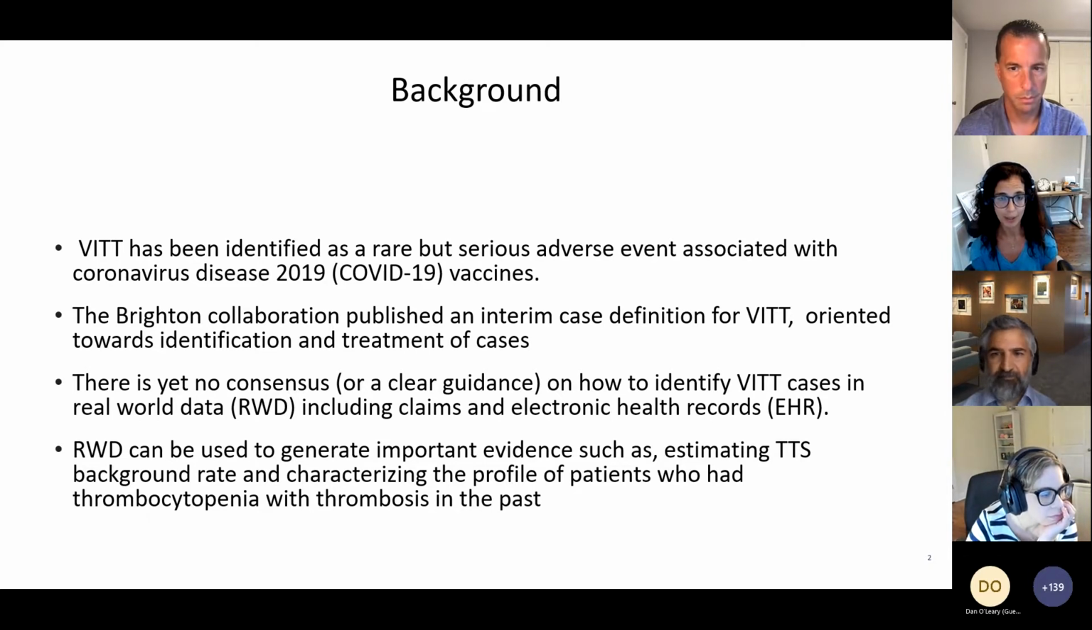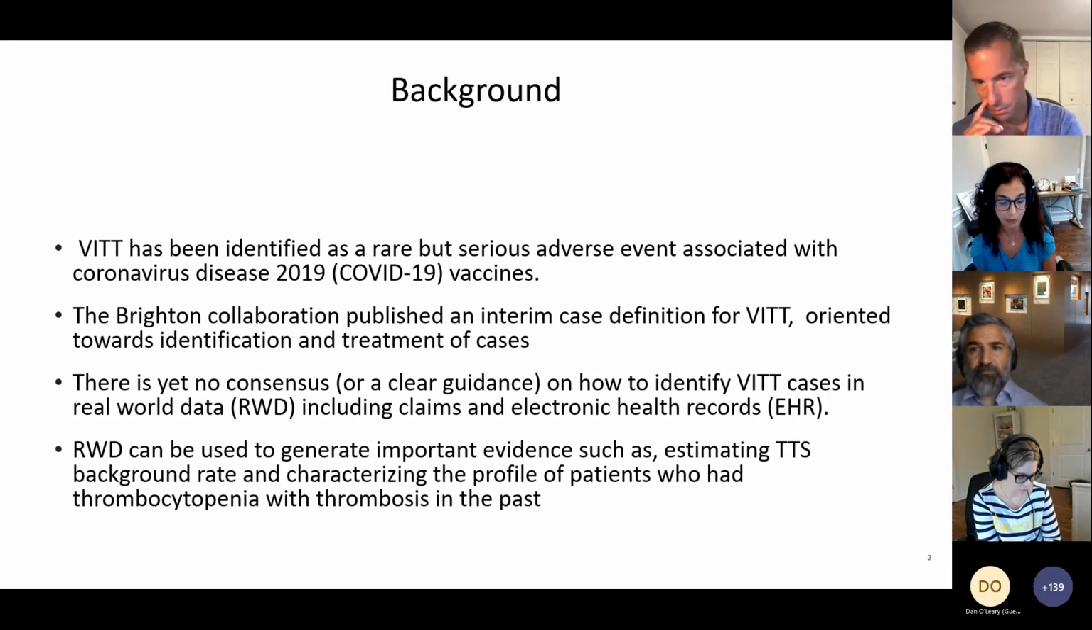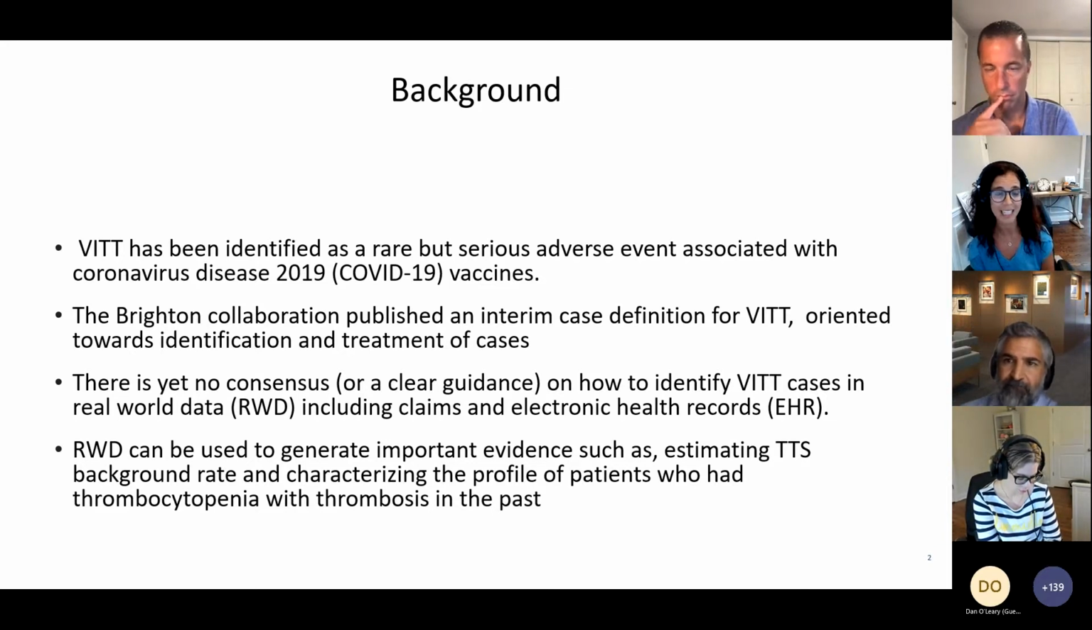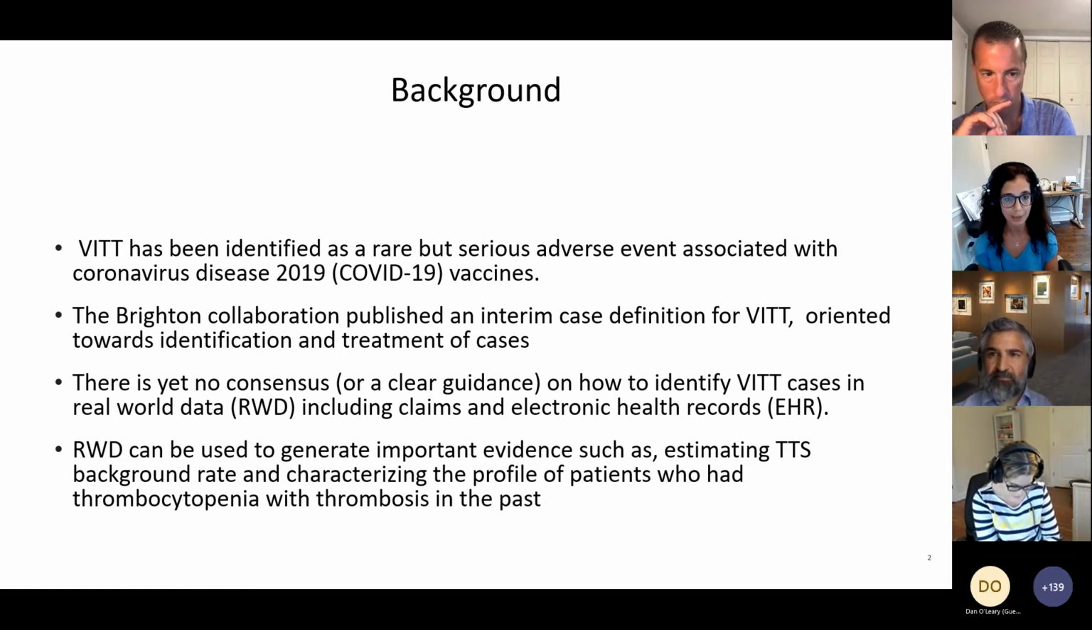Soon after some of the vaccines were introduced to the public, there were serious reports of patients coming into the hospital with thrombosis and thrombocytopenia occurring at the same time. That was defined as a new phenomenon that clinicians did not feel they knew about from before. So the BRIGHT collaboration, which is the collaboration that comes to identify cases, published an interim case definition for VATT oriented toward the identification and the treatment of cases.